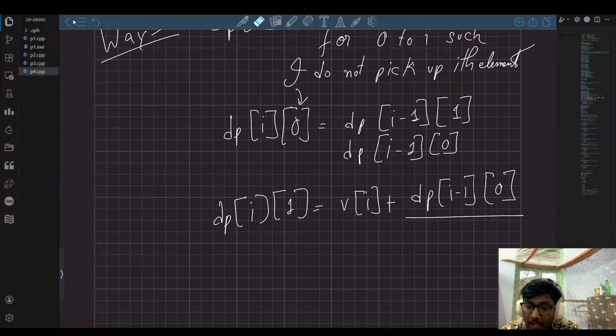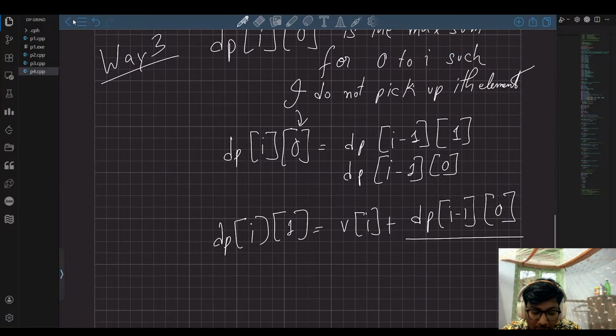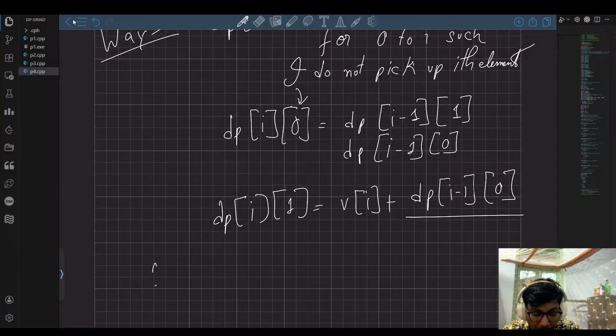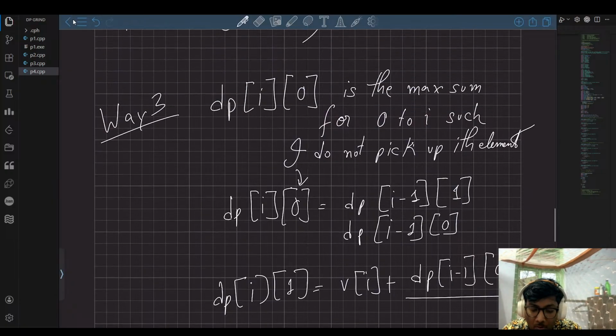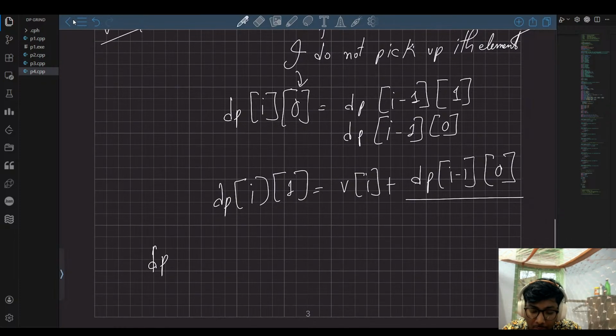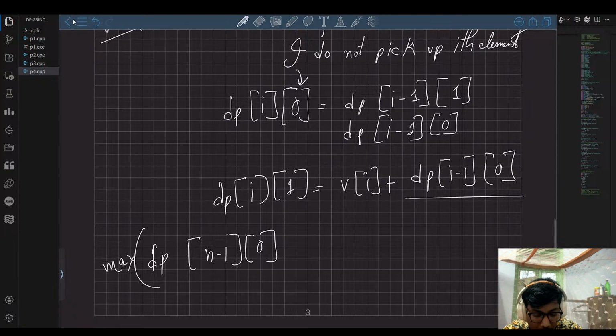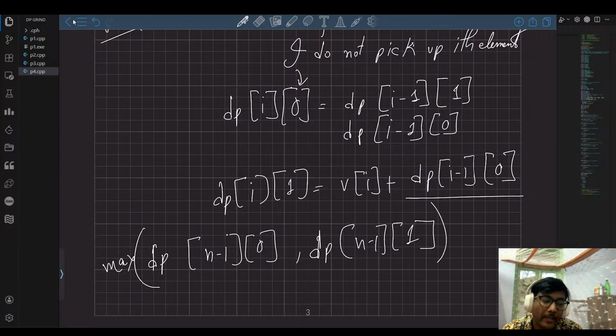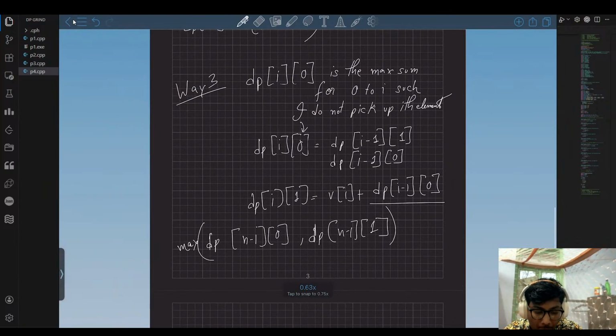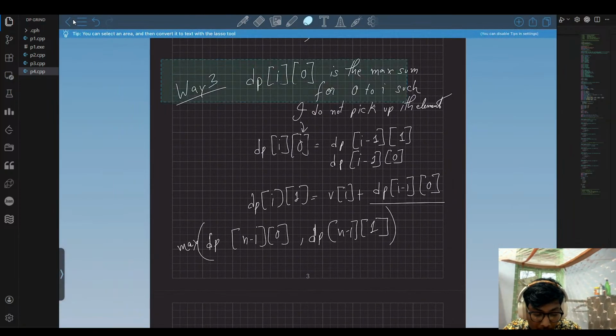Right? Of course, I have to say that my final answer will be dp of 0 to I. So it should be max of dp of n minus 1, 0 or n minus 1, 1. Because the last one I may pick, I may not pick. I want the maximum of both of those. So this was the third way.